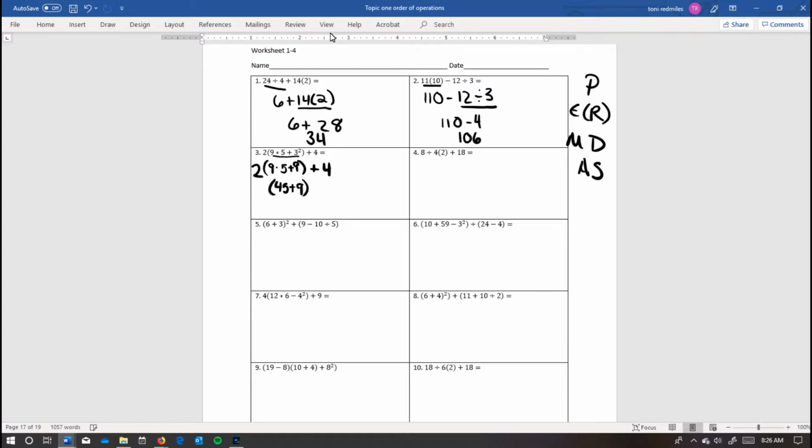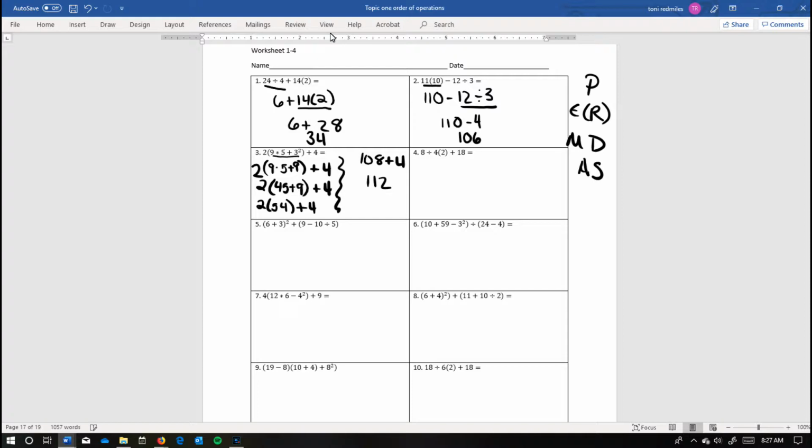So I've got to follow the rules even when I'm inside the parenthesis. Now, I could do 45 plus 9, which is 54. Okay, and now I'm done with that parenthesis. I have no exponents outside of that parenthesis, that first one I did. So now I can do the multiplication, 2 times 54, which is going to be 108 plus 4. Now I can do my addition, and it's 112.